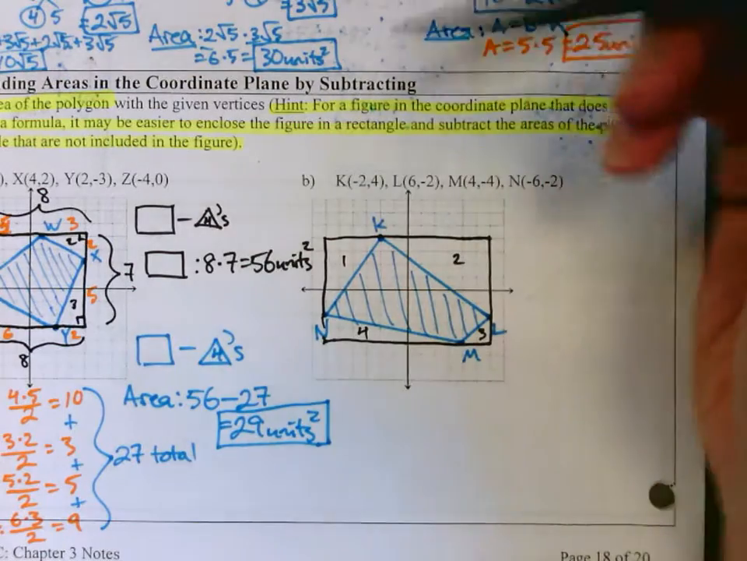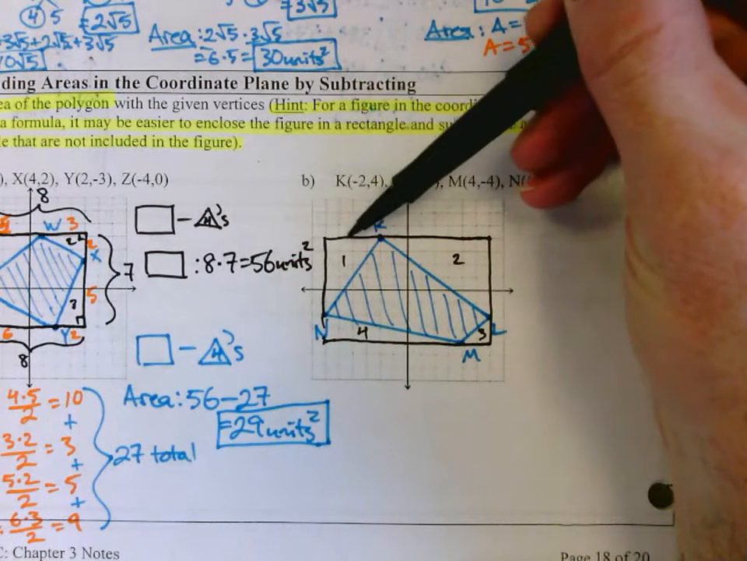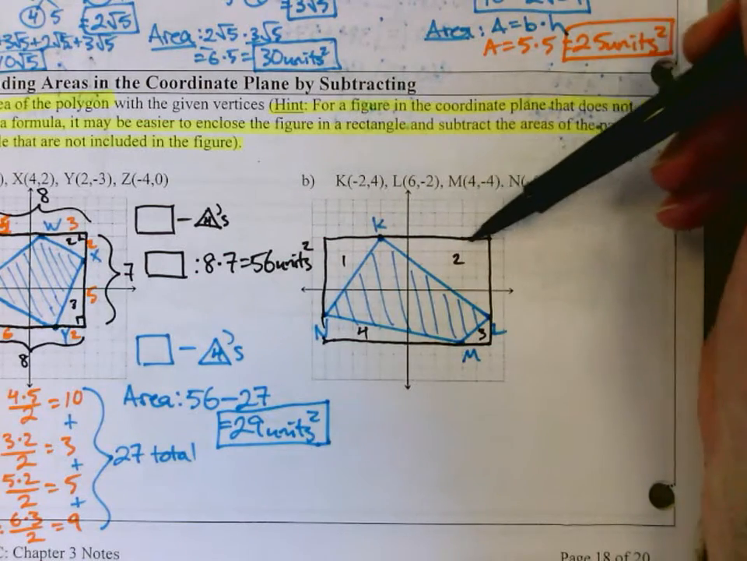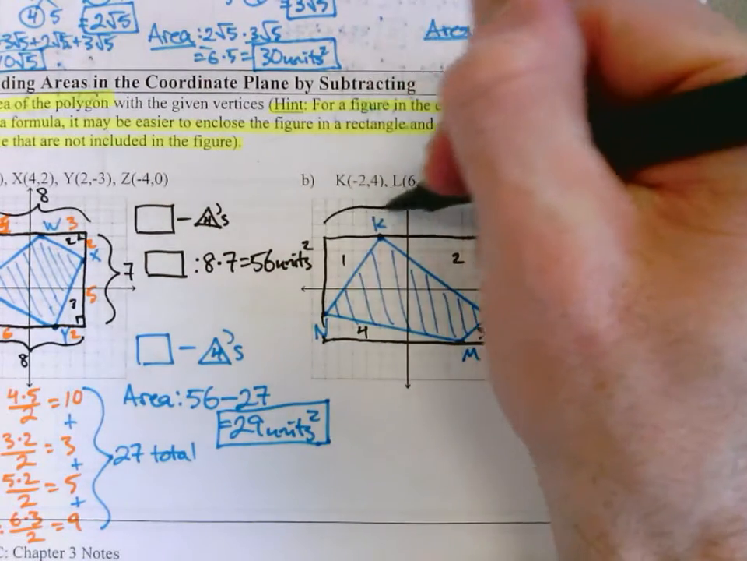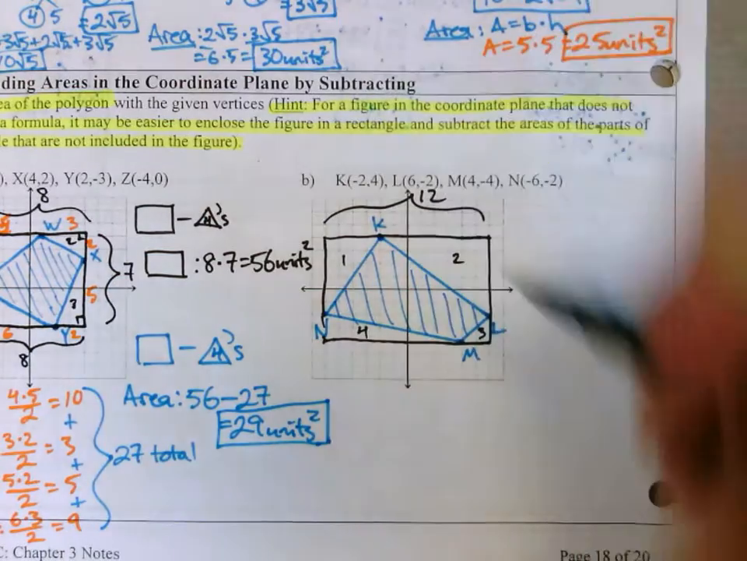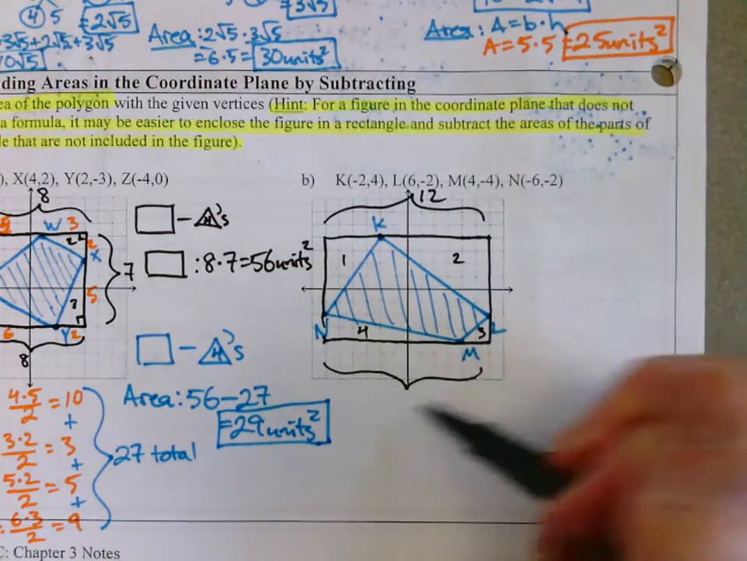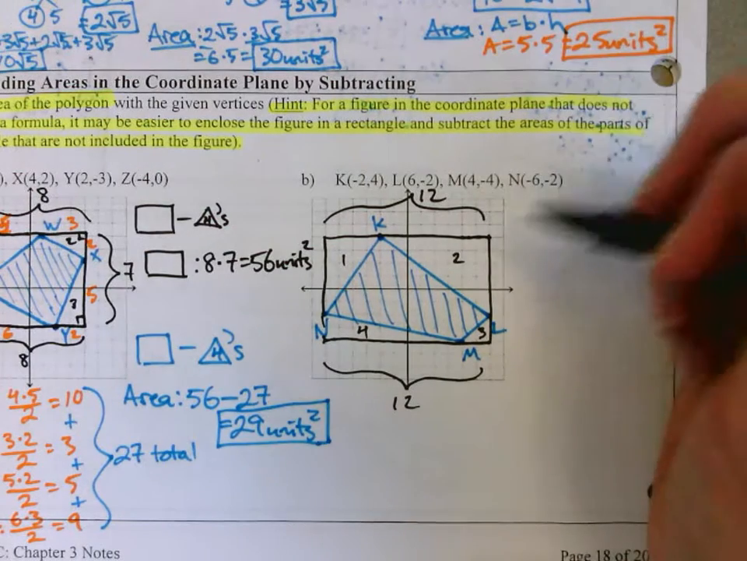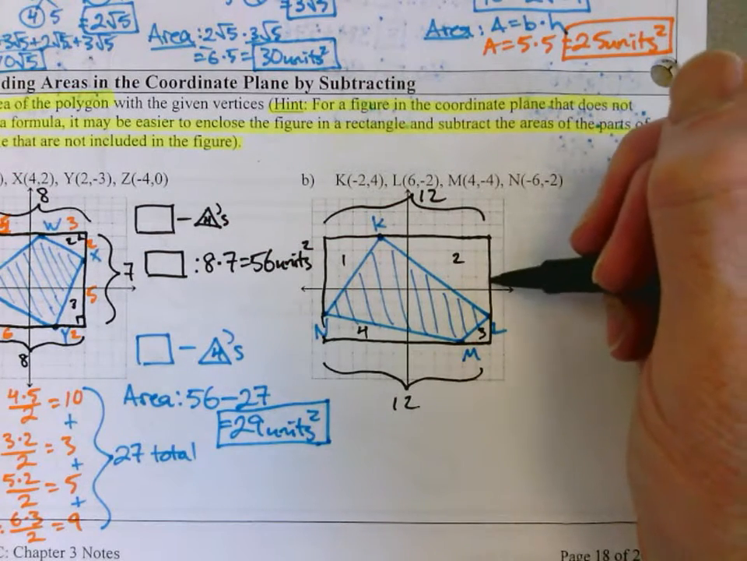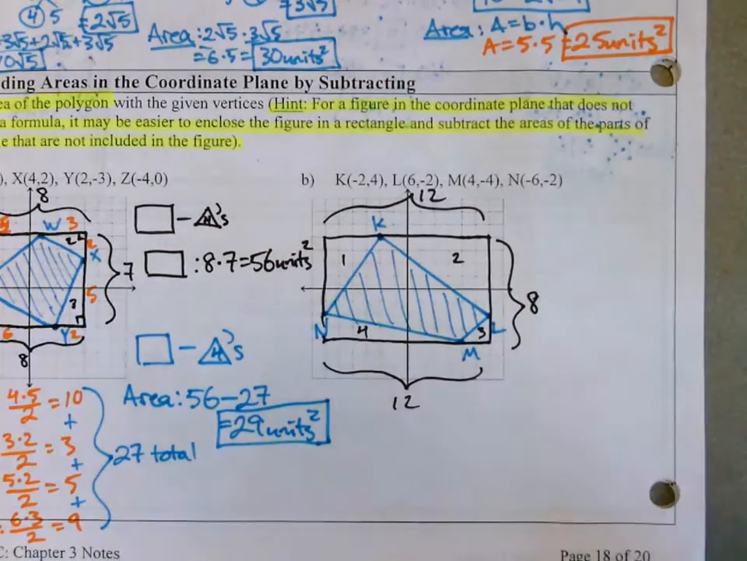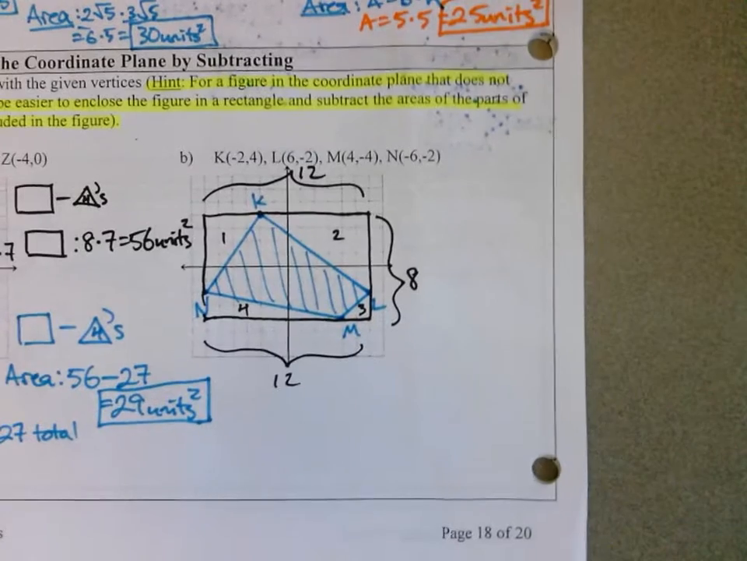So I'm going to go ahead and count my units. 1, 2, 3, 4, 5, 6, 7, 8, 9, 10, 11, 12. And that means down below this is also 12. And then along one of the sides, 1, 2, 3, 4, 5, 6, 7, 8. So that means this is a 12 by 8 rectangle.